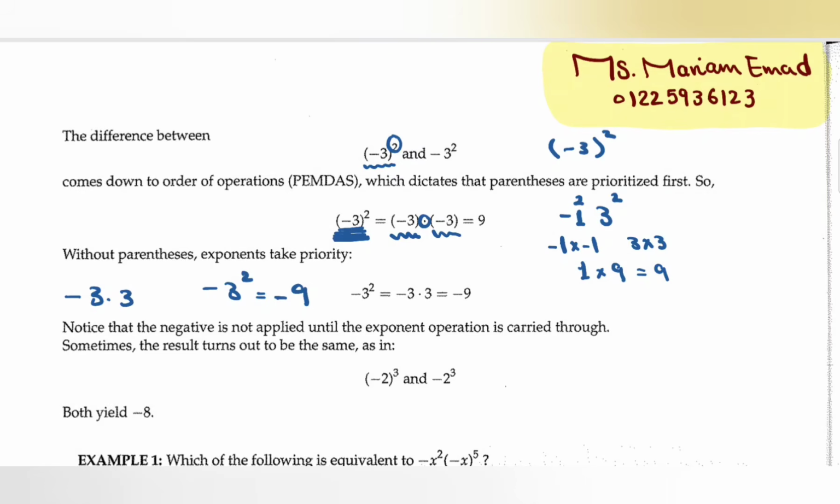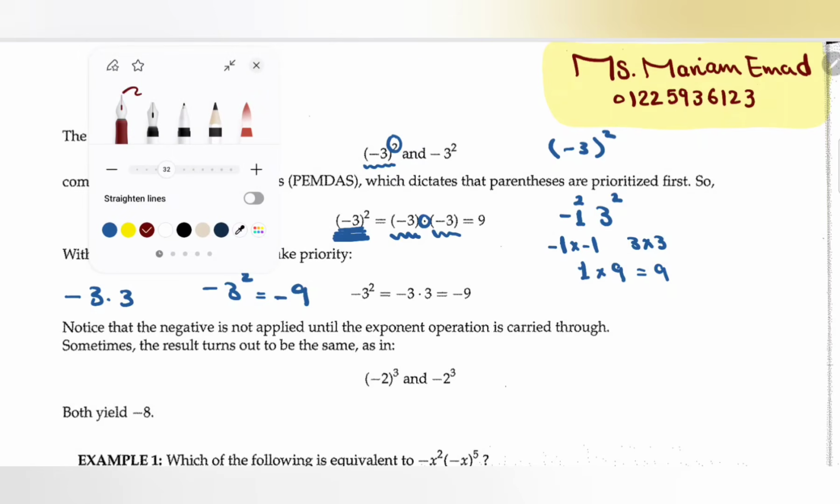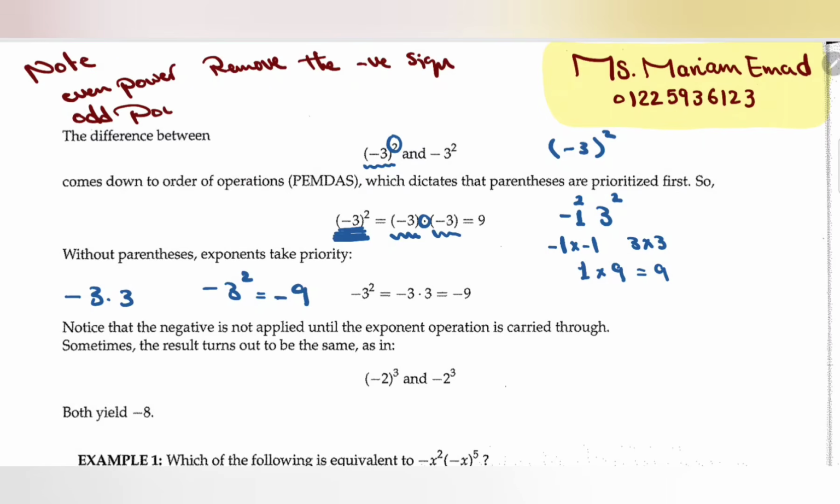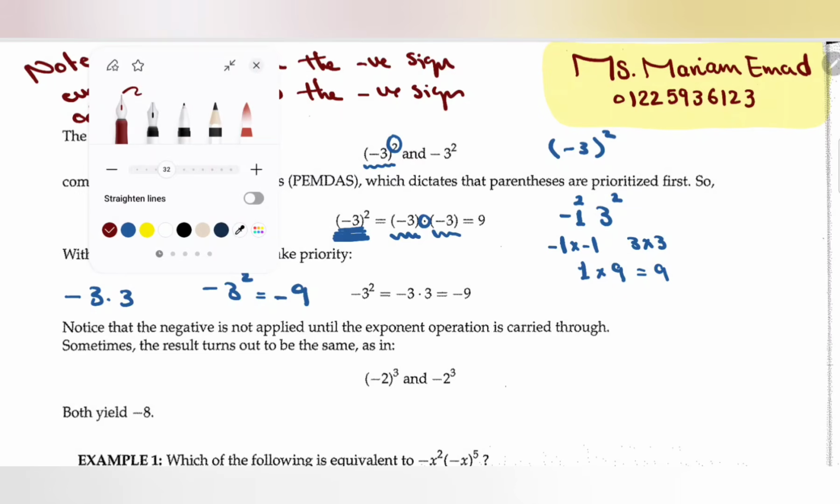Okay? So I want to tell you a very important note. I will write it in red. So this note is: the even power removes the negative sign, and the odd power keeps the negative sign. So any even number, for sure, any even number.